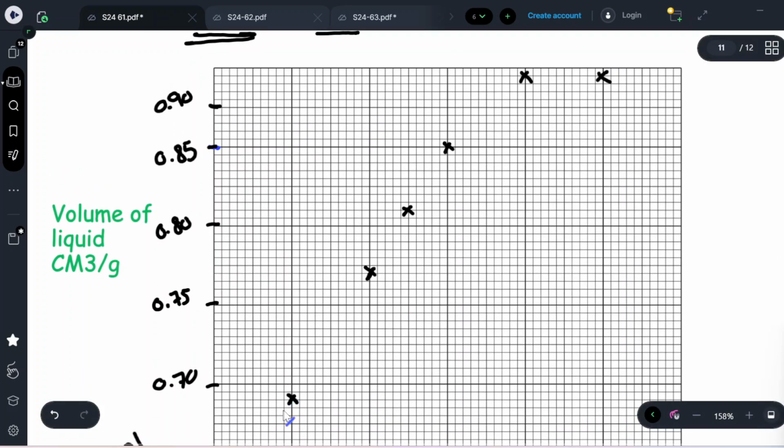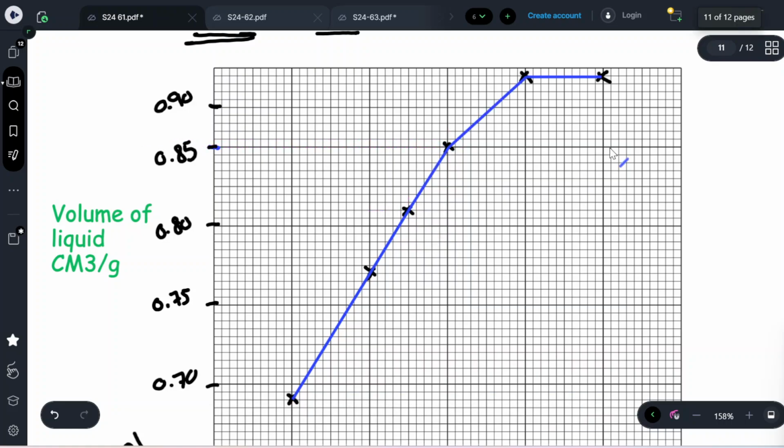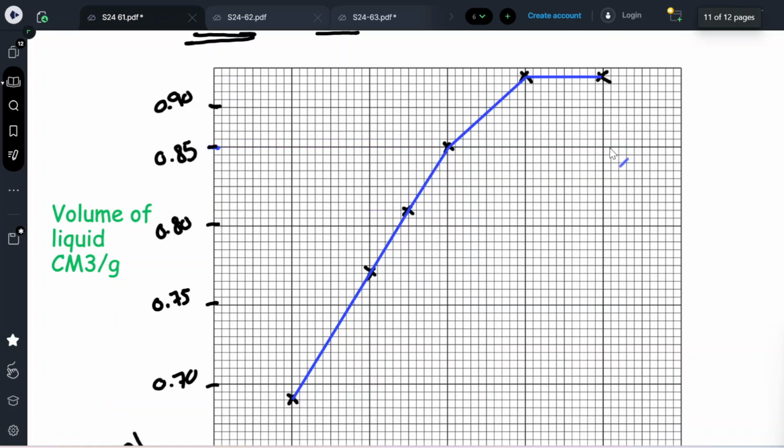What will I do after this? Join point to point using your ruler. Point to point. Okay? To make sure you don't get it wrong. This would be my graph.